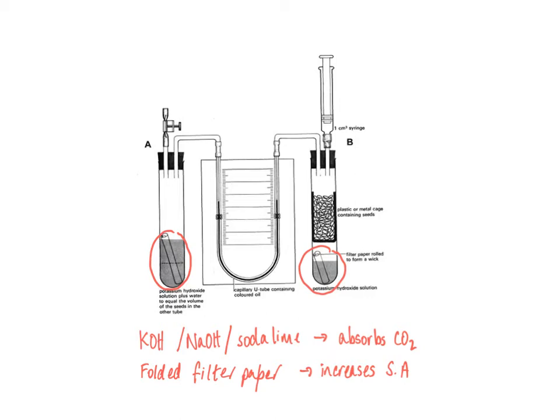The really critical thing here is the role of the potassium hydroxide or sodium hydroxide or soda lime, and that absorbs the carbon dioxide. And you can see in this instance it's a liquid form, and that there's a filter paper that's rolled up to form a wick, and what that does is increase the surface area of the absorbing chemical, thus making the absorption of carbon dioxide more efficient.